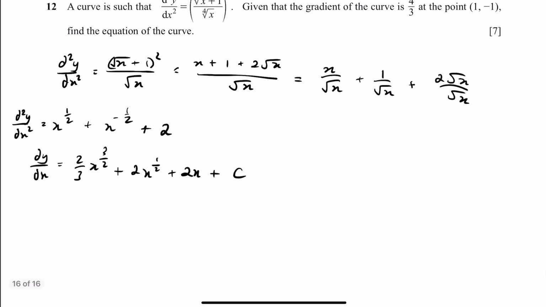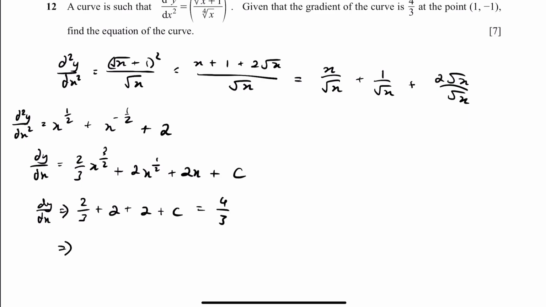So let's do that. So we get dy over dx. So we have 2 over 3 times 1 to the power of 3 over 2. Remember that 1 to the power of anything is just 1. So I'm just going to write it as 2 over 3 just so it's faster. Plus 2, because remember 1 to the power of a half is 1, and multiplying 1 by 2 is still 2. Plus 2, and then plus c is equal to 4 over 3.